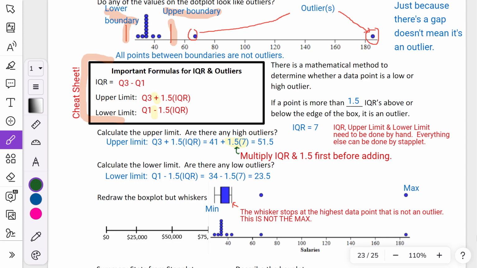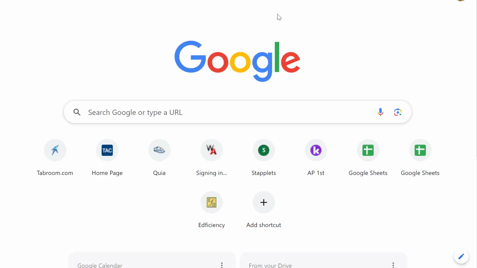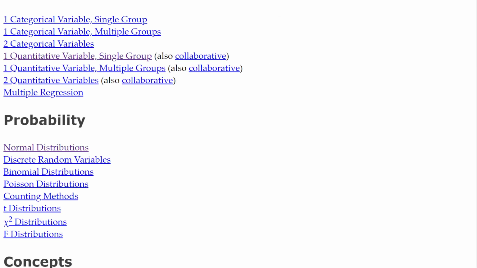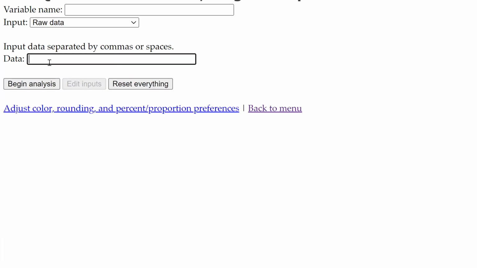Now, let me show you the box plot. Oops, I forgot to get the data. I'm going to go ahead and do Stapplet. Let me show you how to do this. I'm going to type in one quantitative variable, single group is what you want. We're going to do 29, 32, 34. There should be 4 34s. 35, 35, 39, 43, 67, and 185.